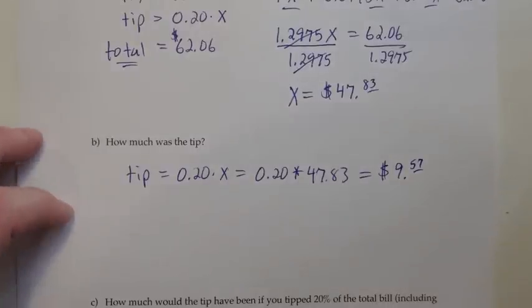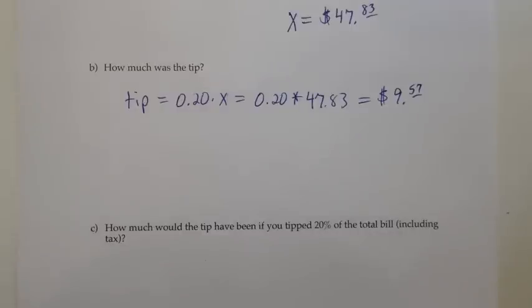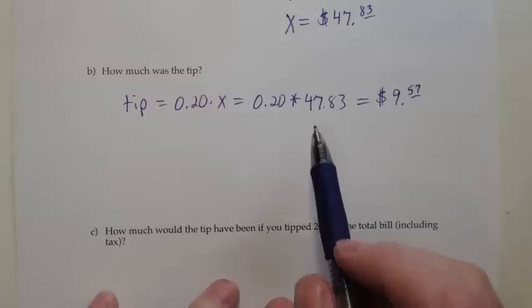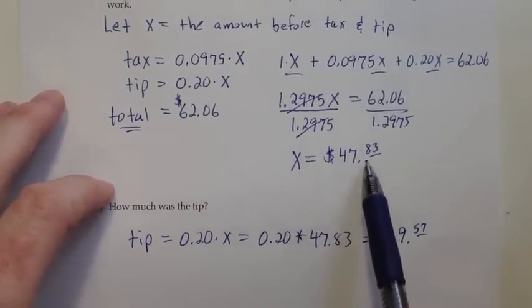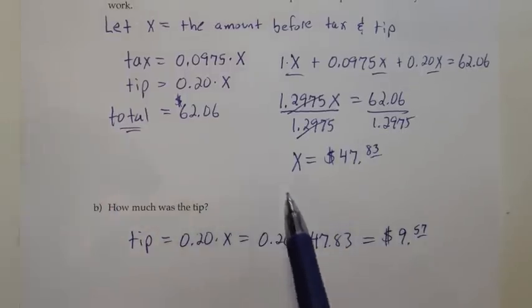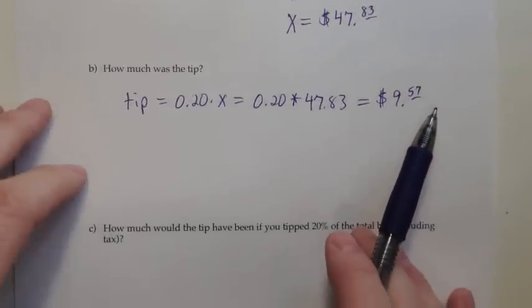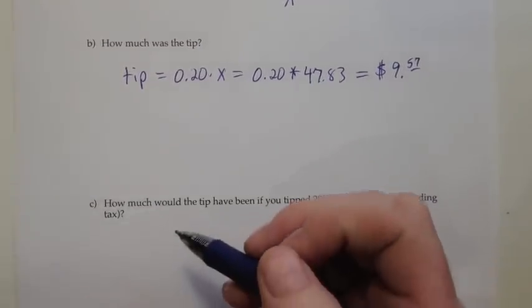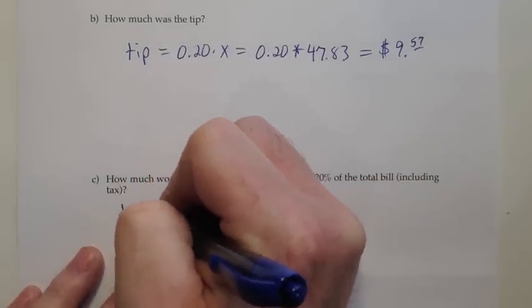And so now we know how much the tip was, and let's go ahead and see what the last question is. How much would the tip have been if you tipped 20% of the total bill, including tax? So what we're saying up here is that our bill had an amount of $47.83, but that wasn't the total on the bill. There was also some tax added in. So this is what the tip would be if you took 20% of the pre-tax amount. But a lot of people will look at the grand total on their bill and tip based on that, and I want to see how that would be different. To see how that would be different, I would have to know what that bill said. And to do that, I need to know how much the tax was.